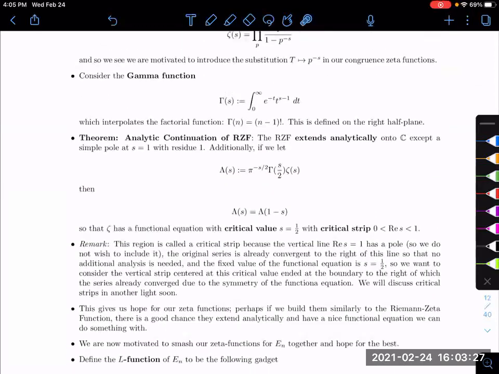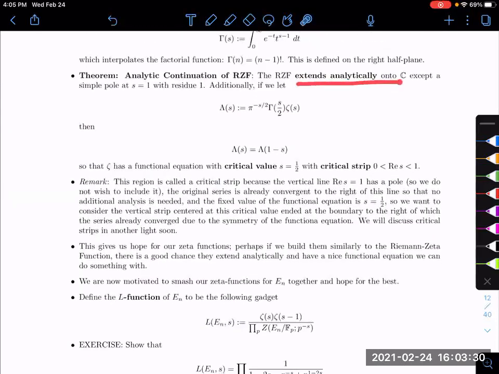We saw that the Riemann zeta function extends analytically onto C, except that it has a simple pole at s equals 1 with residue 1. And just as importantly, the Riemann zeta function has this nice functional equation. So what we're looking for in the function that we're going to build for our elliptic curves is a function that maybe is defined as a series like the Riemann zeta function is, but maybe it extends analytically onto C, and it has a nice functional equation.